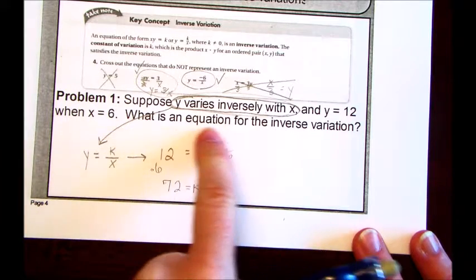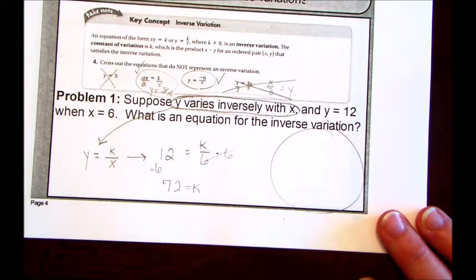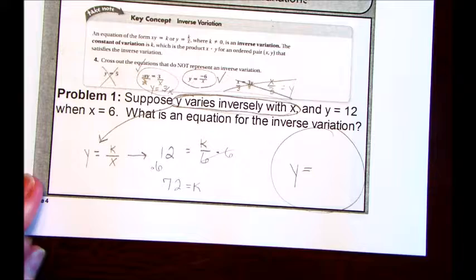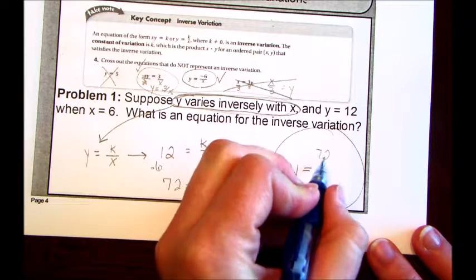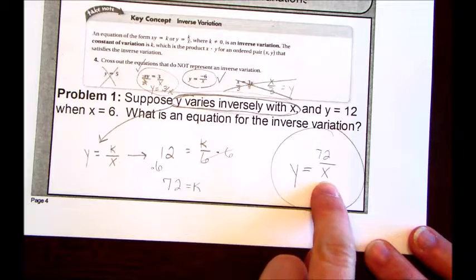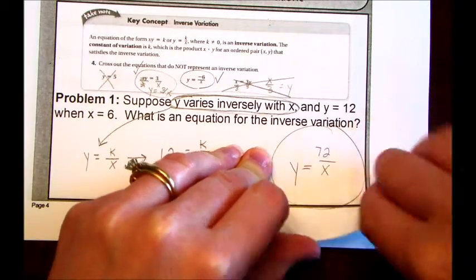Now it says, what is the equation of the inverse variation? Here's the final answer. Y equals 72 over x. So if you plugged in x, you would get out y. So if you plugged in 6, you would get out 12. Let's try that again.